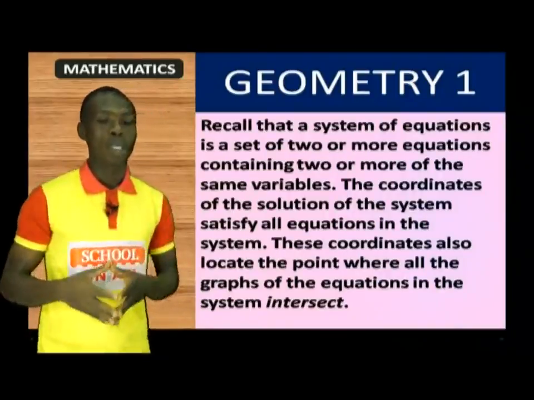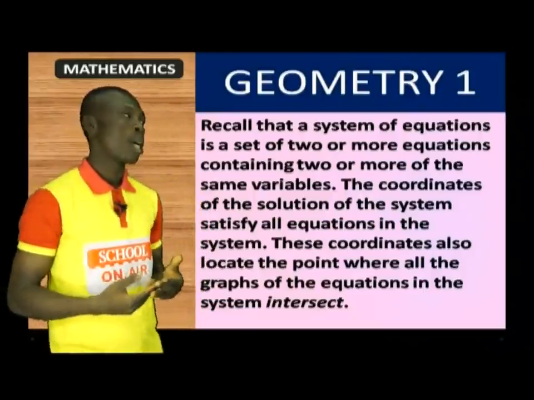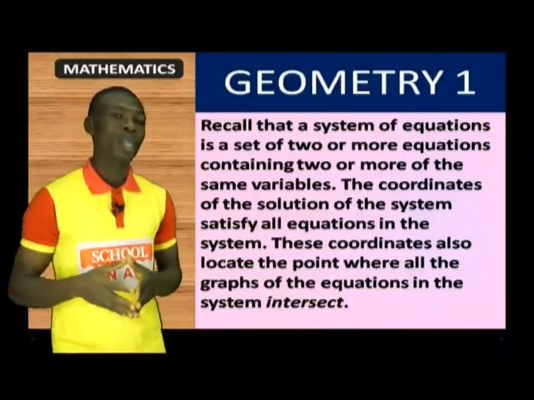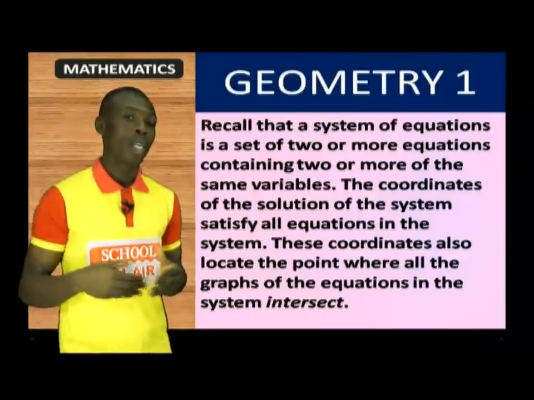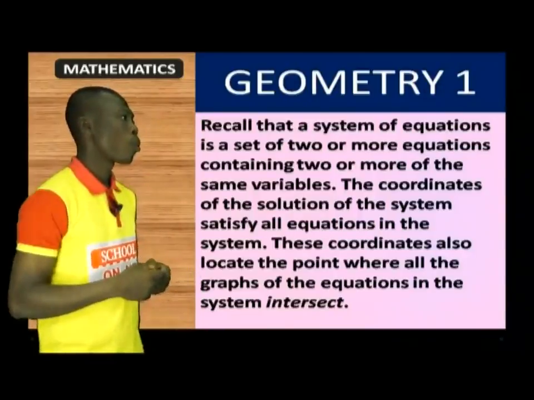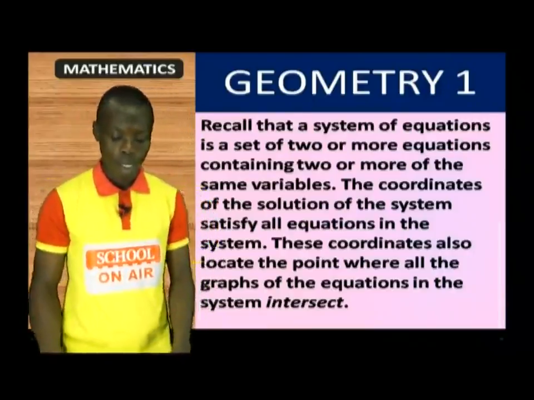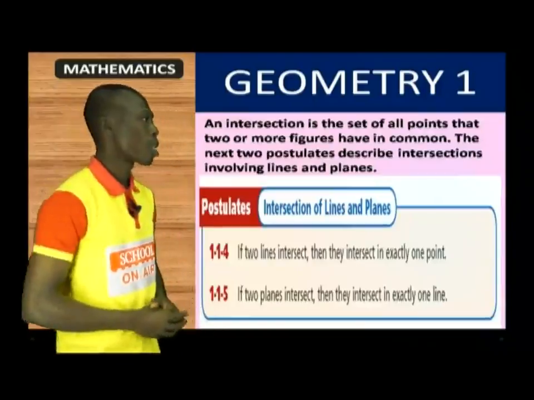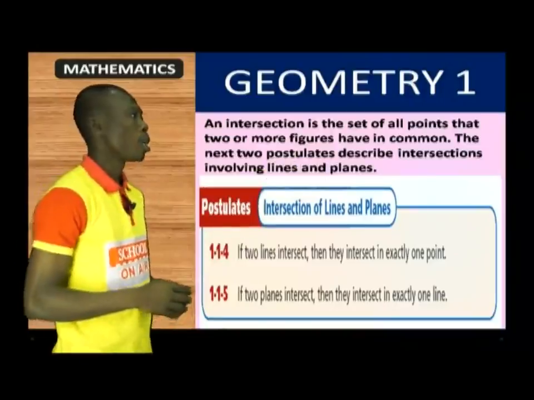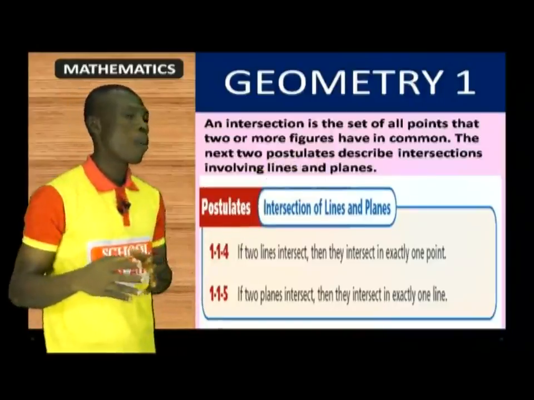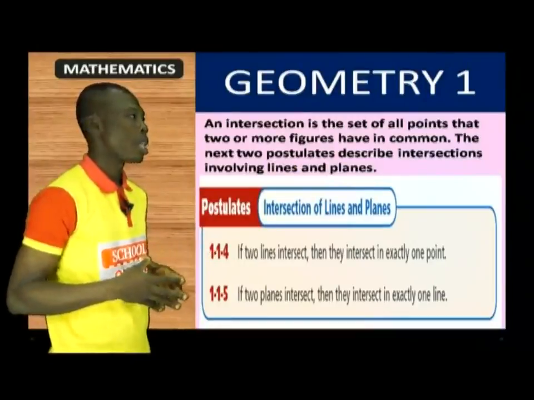So when we have a set of points in a plane, and then we try to deal with them together. If we have a graph and then you use the coordinates on the graph, there is a tendency that we have intersection. So these coordinates locate the point where all the graphs of the equations in the system will intersect. Okay, so talking about intersection, it is the set of all points that two or more figures have in common.